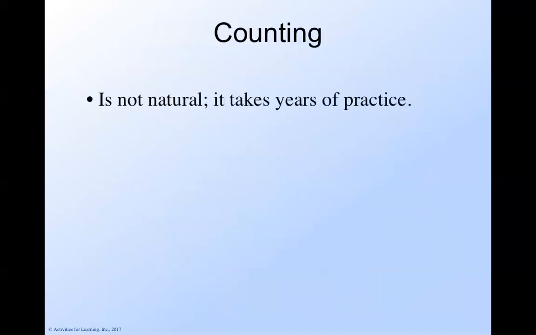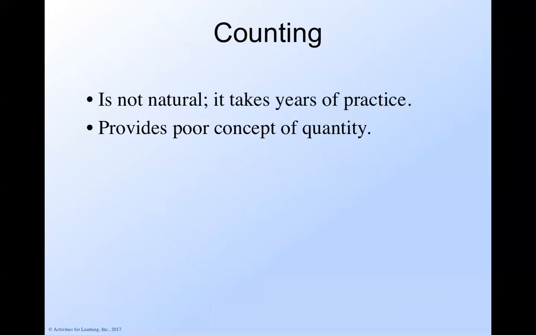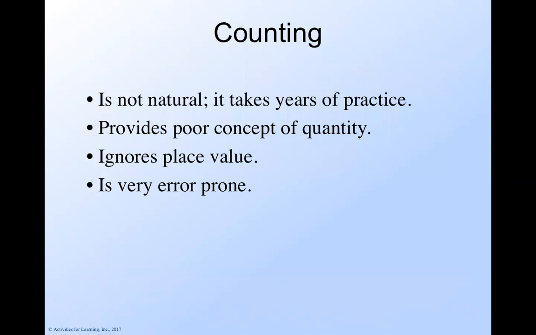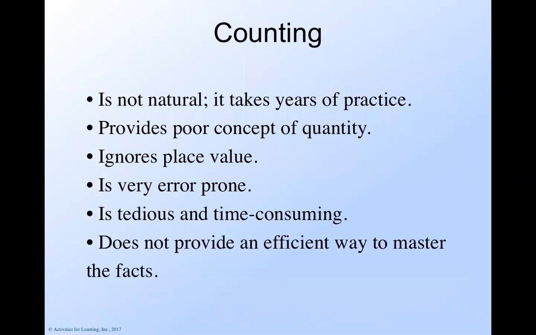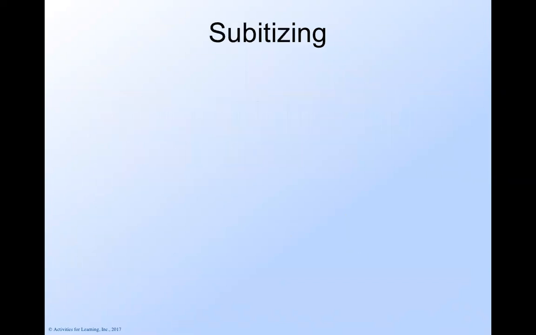The problem with counting is that it's not natural. It takes years of practice. It really provides a poor concept of quantity. It ignores place value, is very error prone. We've all had that experience of trying to count up coins or some sort of object and then say, oh, wait, let me go back. I think I missed one. It's tedious and time consuming, and it doesn't provide an efficient way to master the facts. So what do we do?